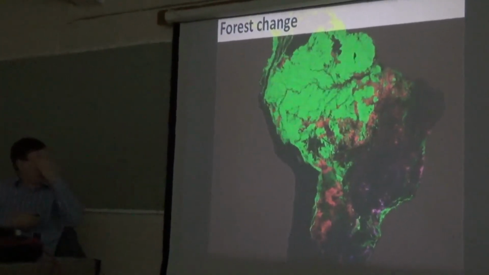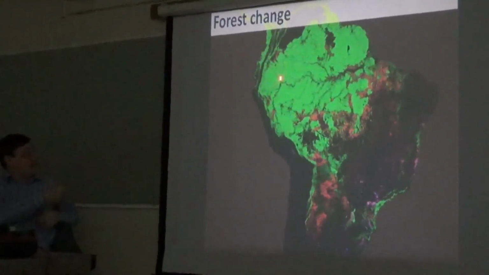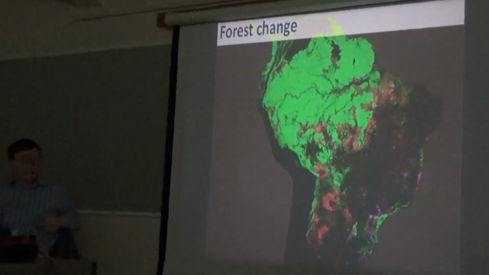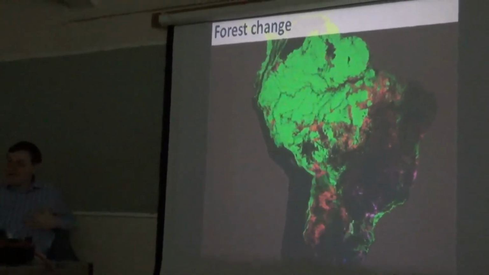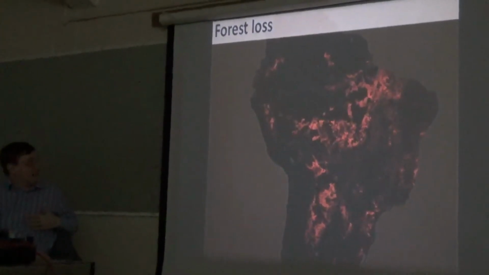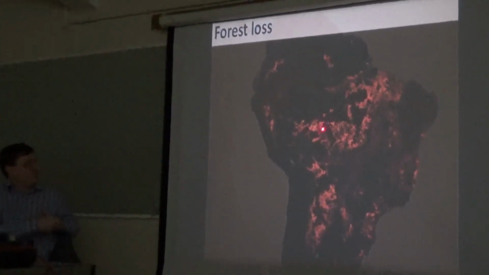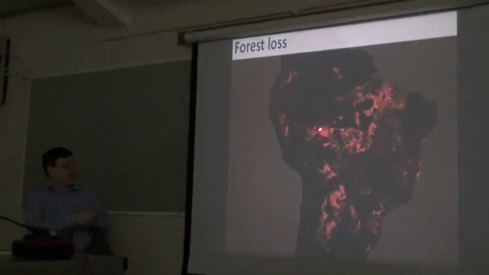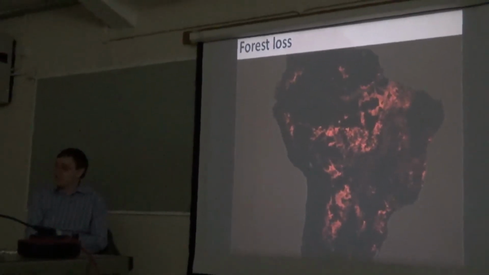So this is the Amazon rainforest, green is forest, red is area that has been lost through deforestation in the last, I think this was 10 years. And actually, if you use a few slightly different methods, you can look at the amount of forest loss in each area. So this scale of red from sort of black to red shows how much forest loss there's been.